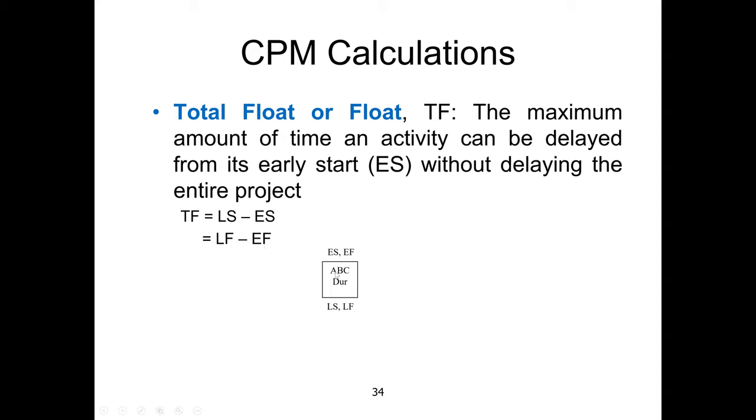The general notation is that we have the node with the activity name, for example activity A, and we put the duration inside, and on the upper edge we have early start and early finish, and then late start and late finish. For example, activity F has duration 3, early start 11, early finish 14, late start 19, late finish 22. We can calculate total float as late start minus early start: 19 minus 11 is 8. Or late finish minus early finish: 22 minus 14, the same result. You can use either one; I usually use late start minus early start.